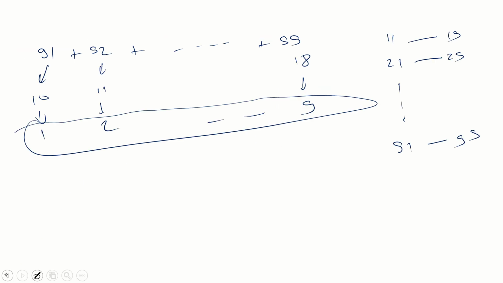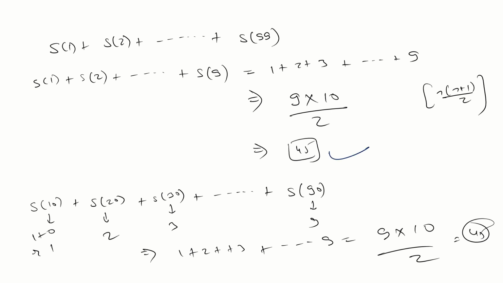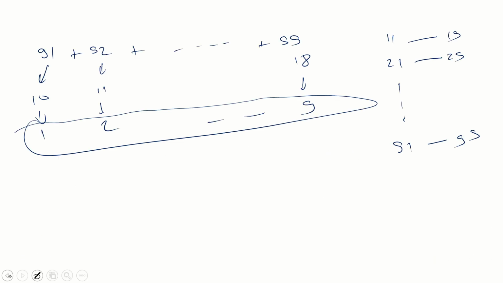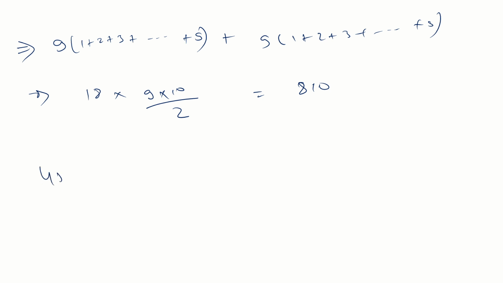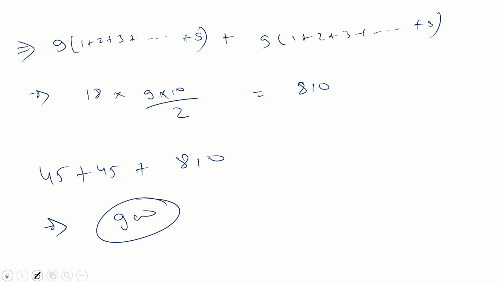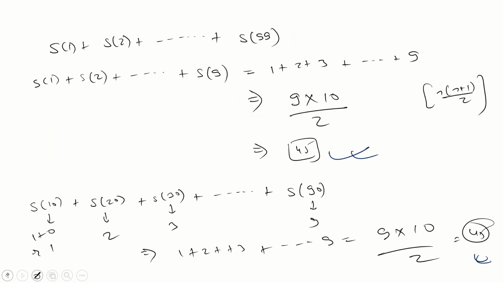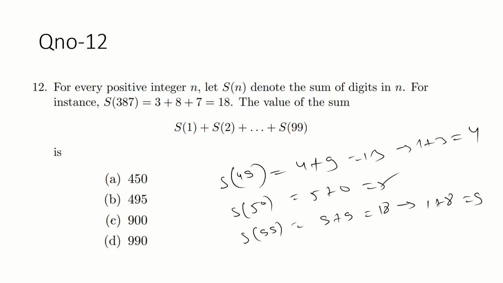Guys, in total, if we add up, this is 45, plus this, plus this. So just add up 45 plus 45 plus 810. So what will we get? 900. So the correct option is C.